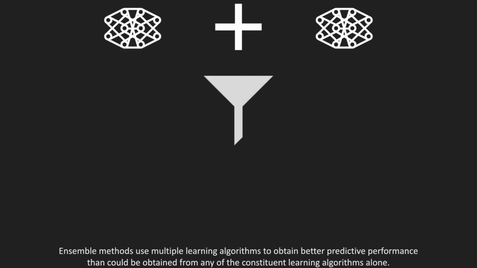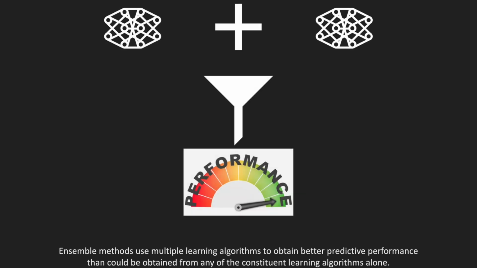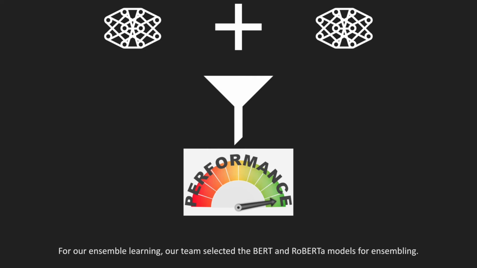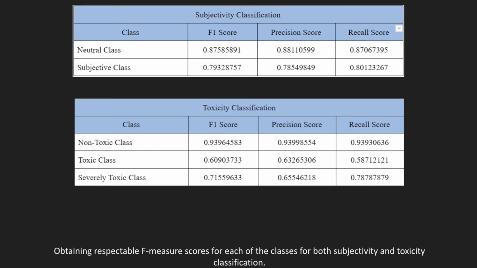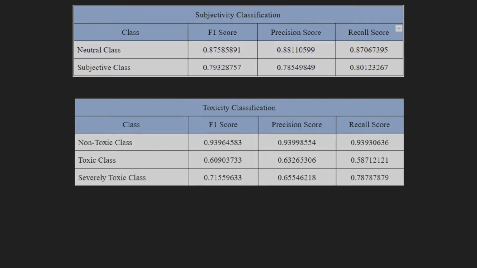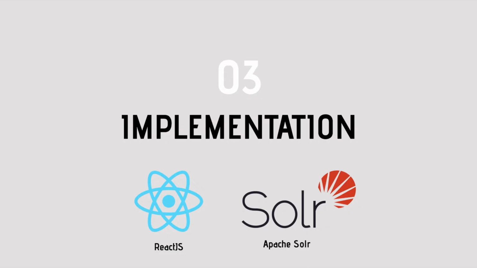To further enhance the classification accuracy, our team made use of ensemble learning. The ensemble method uses multiple learning algorithms to obtain better predictive performance than could be obtained from any of the constituent learning algorithms alone. For ensemble learning, our team selected the BERT and RoBERTa models. With this approach, we are able to obtain good results for multitask classification, obtaining respectable F-measure scores for each class for both subjectivity and toxicity classification. Now let's move on to the implementation section.